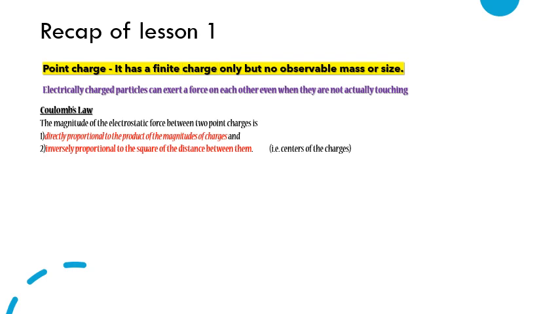Coulomb's law. Coulomb's law gives us the exact size or magnitude of the force between 2 point charges. According to the law, the magnitude of the force is directly proportional to the product of the charges and inversely proportional to the square of the distance between them. That is, F is equal to K times Q1 Q2 over R square. We know that Q1 and Q2 are the respective charges and R is the distance between their centers.